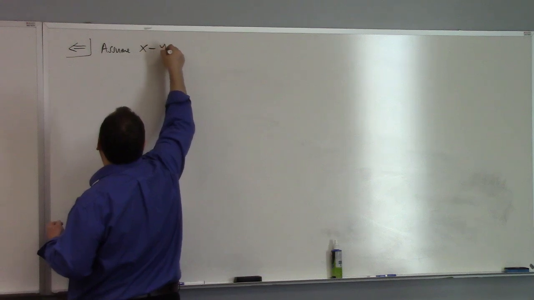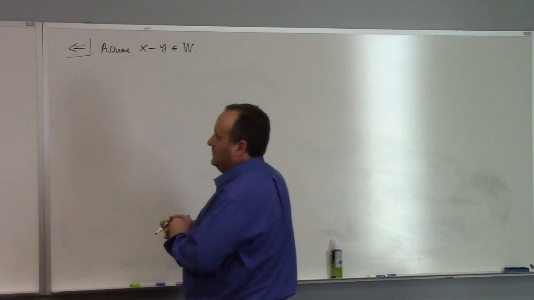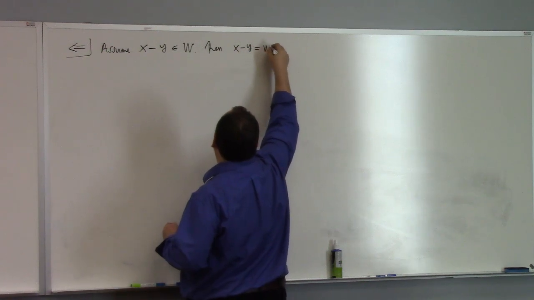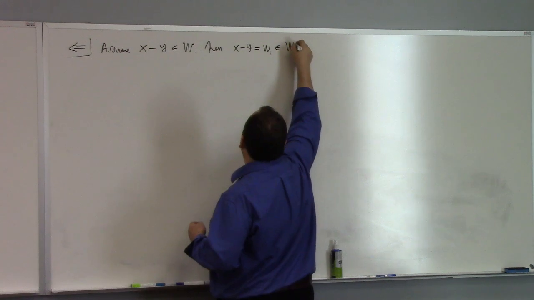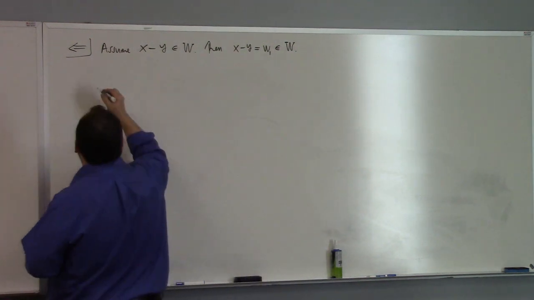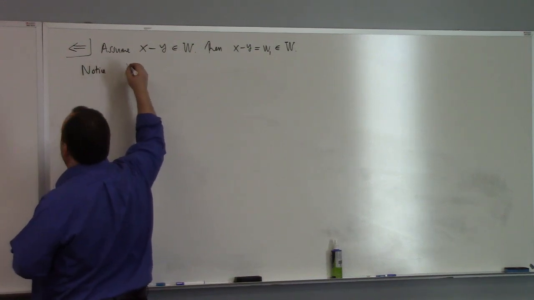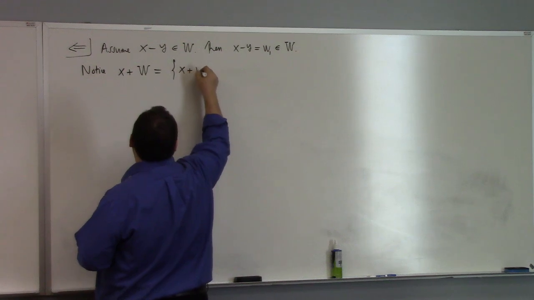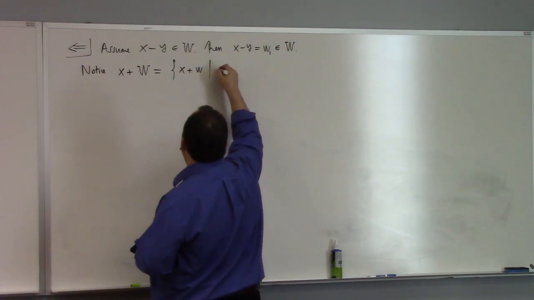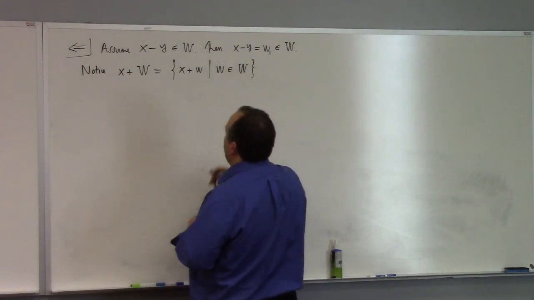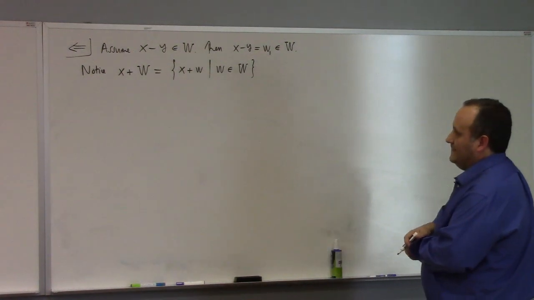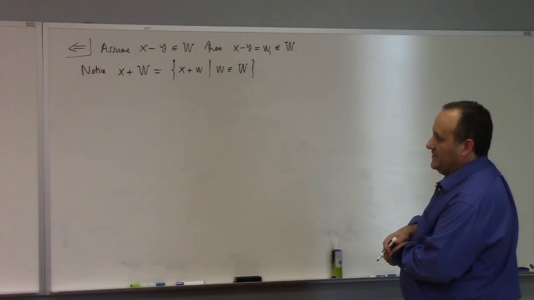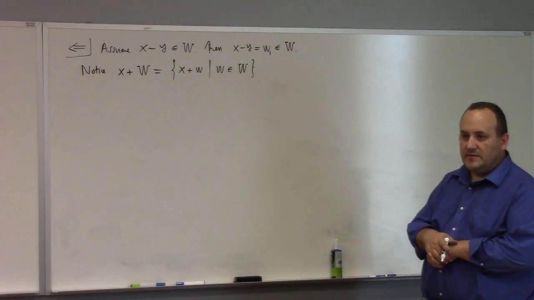So the other direction here, we're going to assume x minus y is an element of W, right? Then x minus y is equal to w sub 1, which is some element of W, right? Notice that x plus W is equal to x plus little w such that w is in W, right? If I could somehow show that that's literally equal to y plus W, then that's another way we could prove this, right? If we could prove they have all the same elements, that's another method of proof.